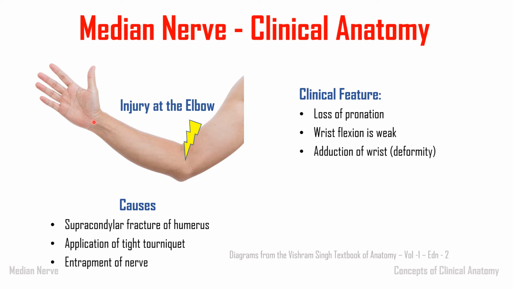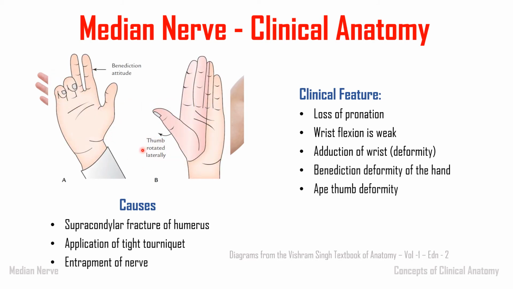Then there is adduction deformity at the level of the wrist because the abductors are paralyzed. The abductors include flexor carpi radialis, and also the lateral half of the flexor digitorum profundus and the complete flexor digitorum superficialis. These are the abductors of the wrist. So when these are paralyzed, because of the presence of the adductor, the unopposed action leads to adduction deformity at the level of the wrist.